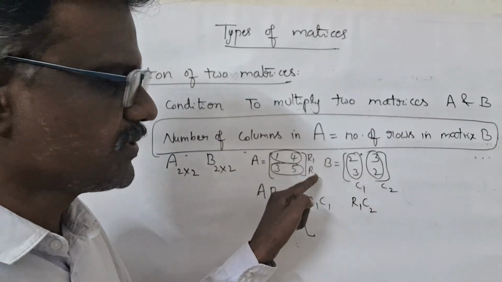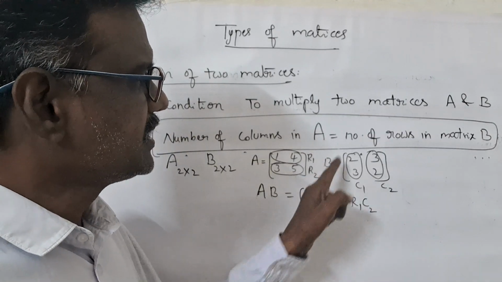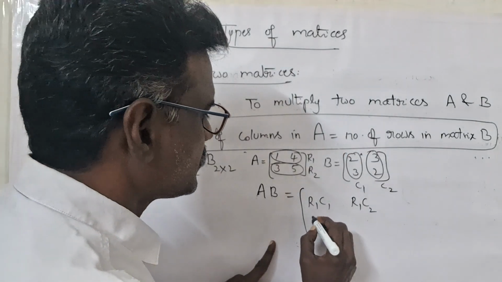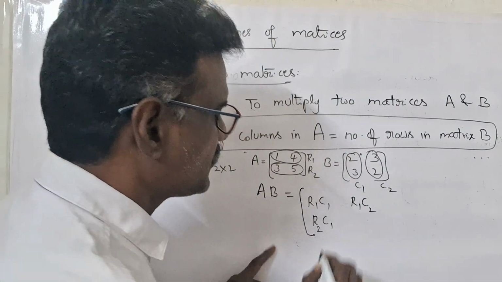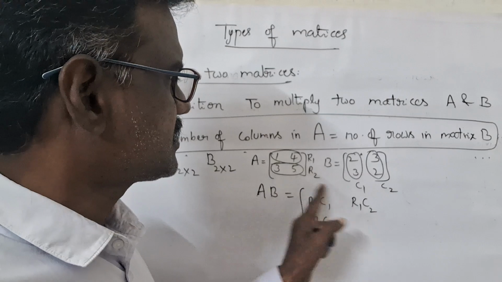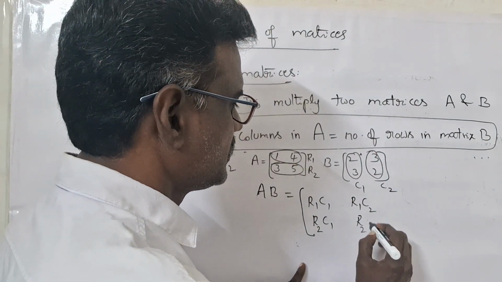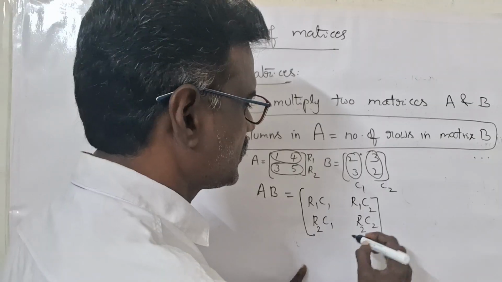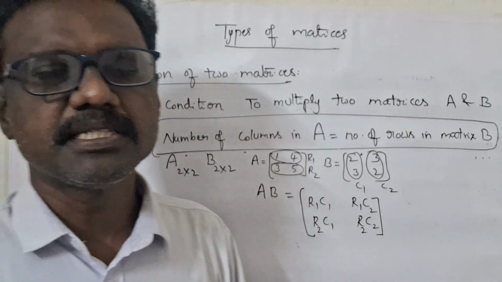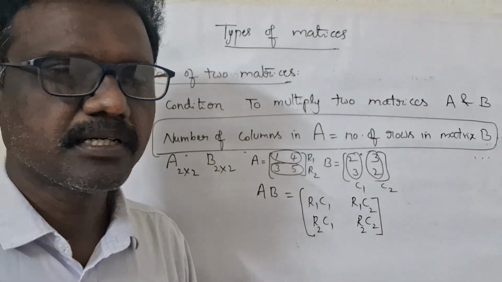Next, you take row 2. Row 2 elements into column 1 elements. Next, row 2 elements into column 2 elements. This is the process you have to follow.